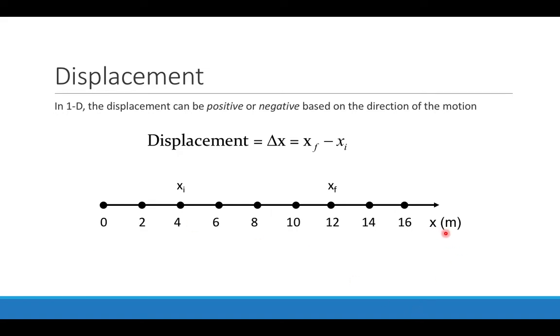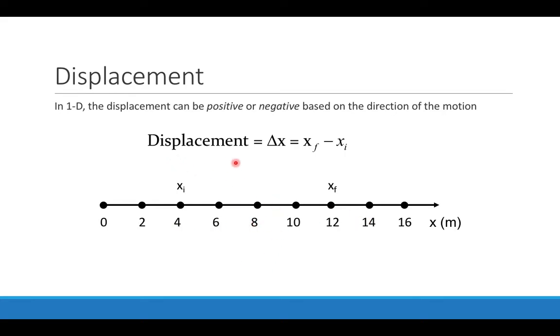And so we have our x-axis with our origin over here. And in one dimension, we can basically represent the displacement as being positive or negative. And it's based on the direction of the motion. So how did I move? Did I move along my coordinate system so that I'm moving away from the origin? Or am I moving in the negative direction?